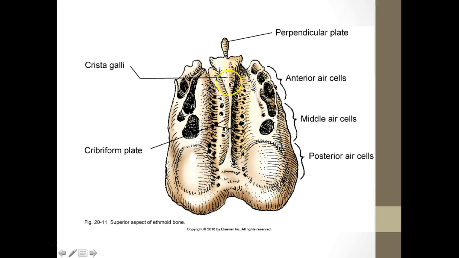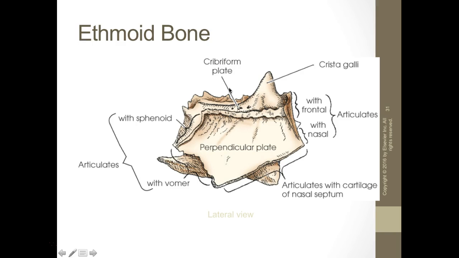Your crista galli is the part that sticks up and anchors down the brain. So looking at where it articulates, here's your cribriform plate with your crista galli. This goes up into the brain. This goes down into the nose, your perpendicular plate here. This articulates with the frontal and the nasal. And this down here is where it articulates with the nasal septum, and the vomer is back here. So the perpendicular plate, and then you'll see the vomer, which is like a cartilage instead of a bone. And the sphenoid attaches here.